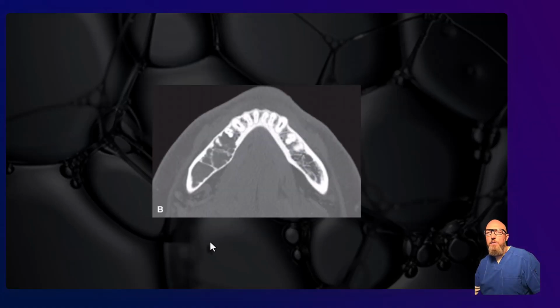All right, how about this one? Hopefully you can get this one right away. Think of our MACHO acronym. How expansile is it? So the expansile pattern is more along the bone than it is buccal and lingually, just slight buccal lingual expansion for how large this is.